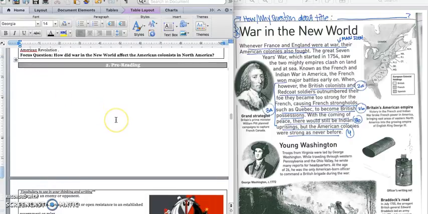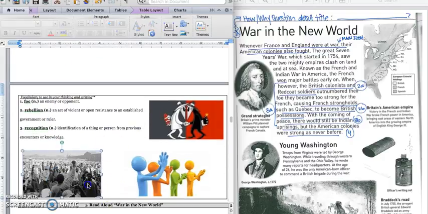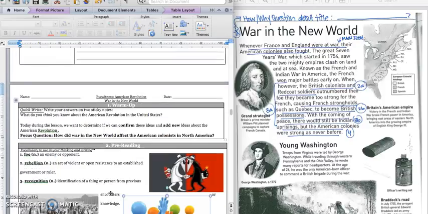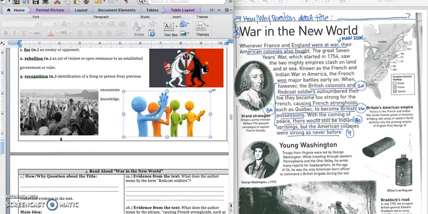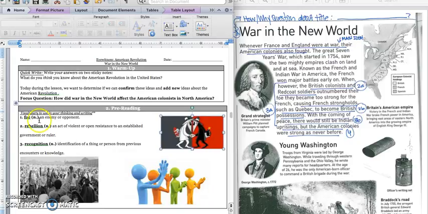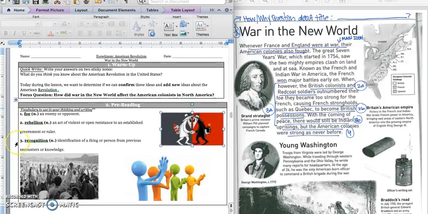All right, and so we are now ready for our focus question that says, how did the war in the New World affect the American colonies and colonists in North America? How did the war in the New World affect the American colonists in North America? And so we have three vocabulary words.